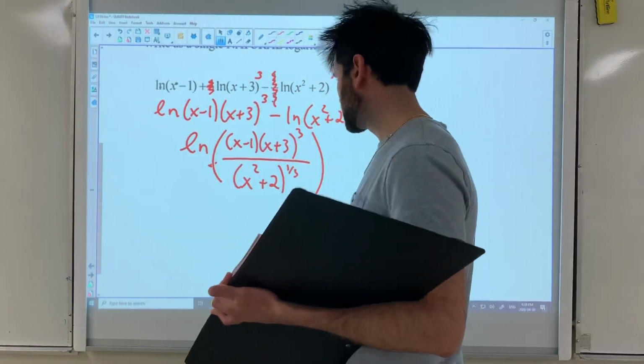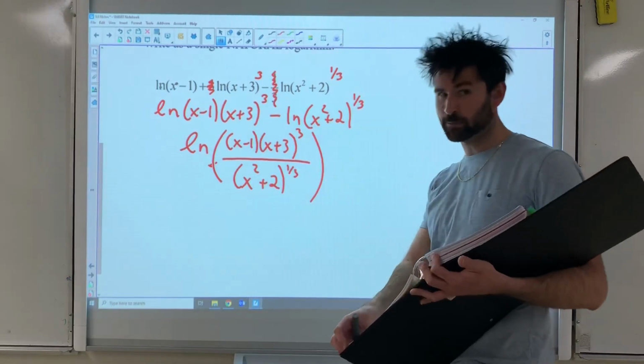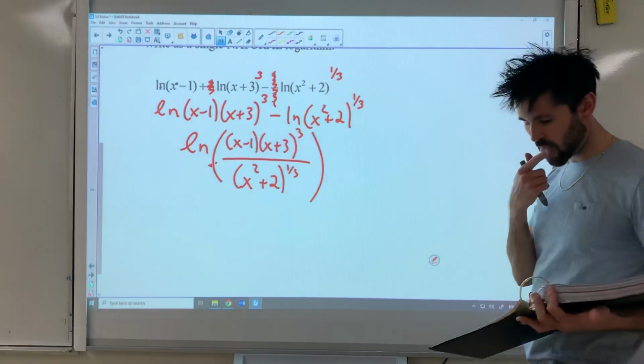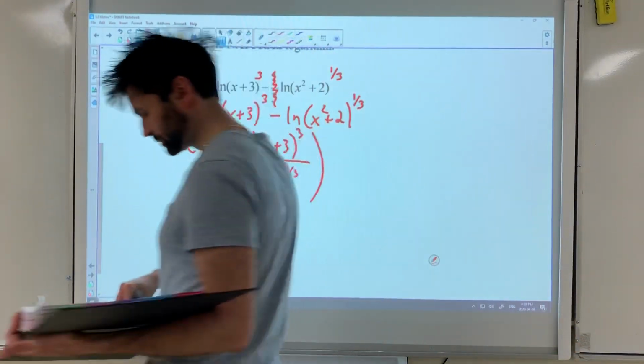Some of you might be asking, do I need to rewrite this as a radical? And it's up to you. If you want to write it as the cubic root, it's fine. Or you can leave it like that. What else have we got going on here?